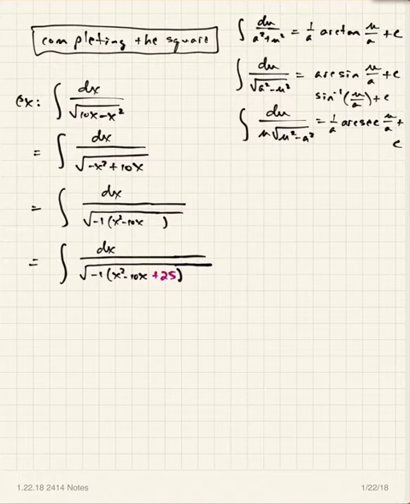But remember, I can't just add in a 25 in there, because when I just add in a 25, I've changed the integral. I can't just add a number like that, because I'm changing the integral when I do that, and I don't want to change the integral. And so I've got to do something to offset the fact that I've put that plus 25 in there. And so we do the opposite outside of the parentheses, but underneath the radical.